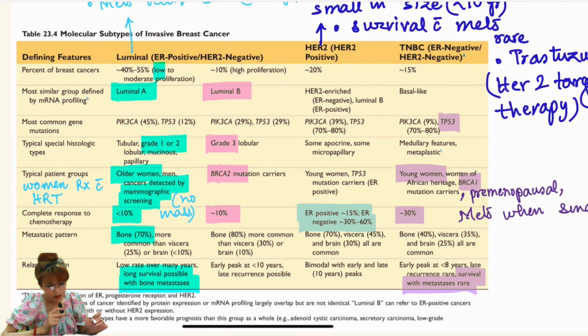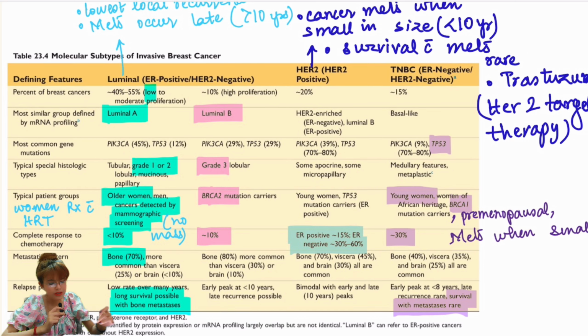Okay, now of course the proliferative rate is comparatively high in case of luminal B type. The metastatic pattern is that they metastasize to the bones. And if you talk about the HER2 positive, here basically we have two types. We have ER positive and ER negative.